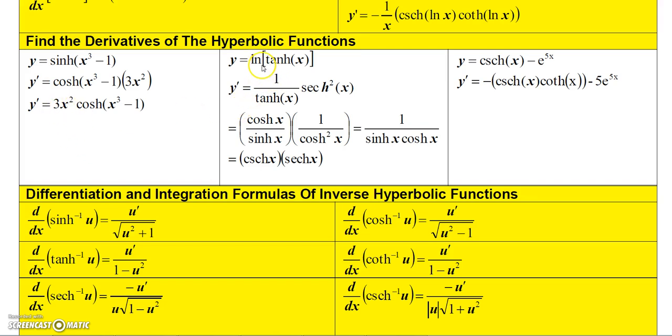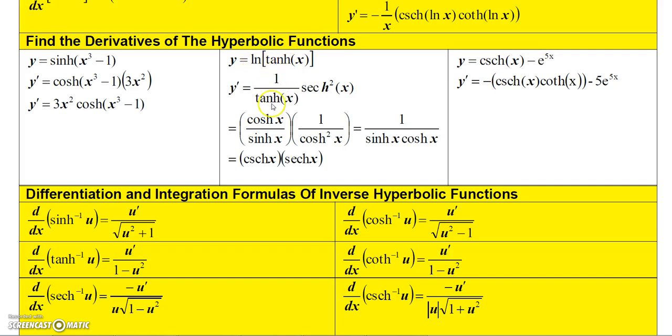And then now this one is not a hyperbolic. This is actually a natural log. So this is actually the natural log of u. So don't get tricked on this. So the natural log of u, remember what the formula is for natural log of u? The formula for the derivative of natural log of u is what?